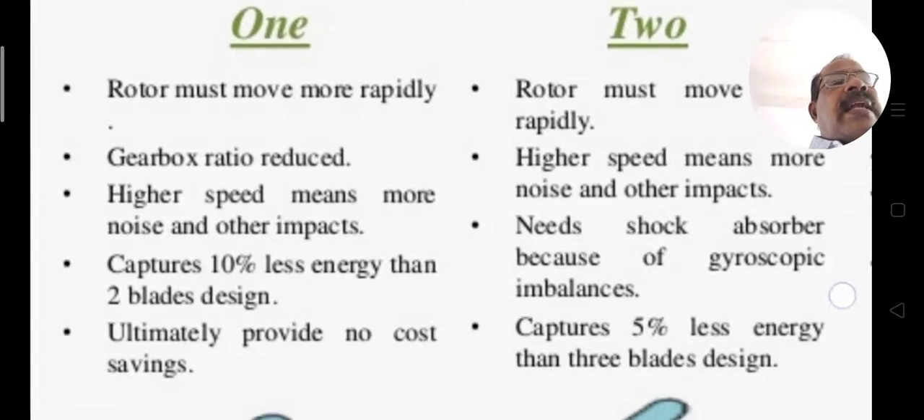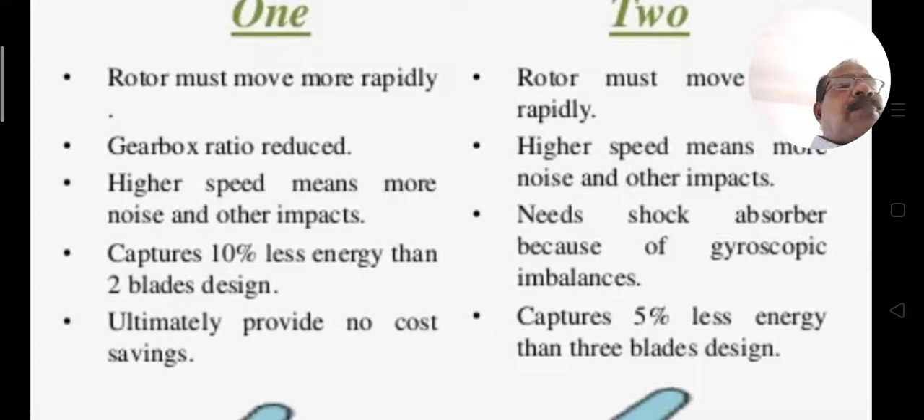This needs a shock absorber due to some gyroscopic imbalance using these two blades. So it captures 5% less energy than the three-blade design. That is 10% less than the 2-blade. Here the 2-blade captures 5% less energy than the 3-blade design.